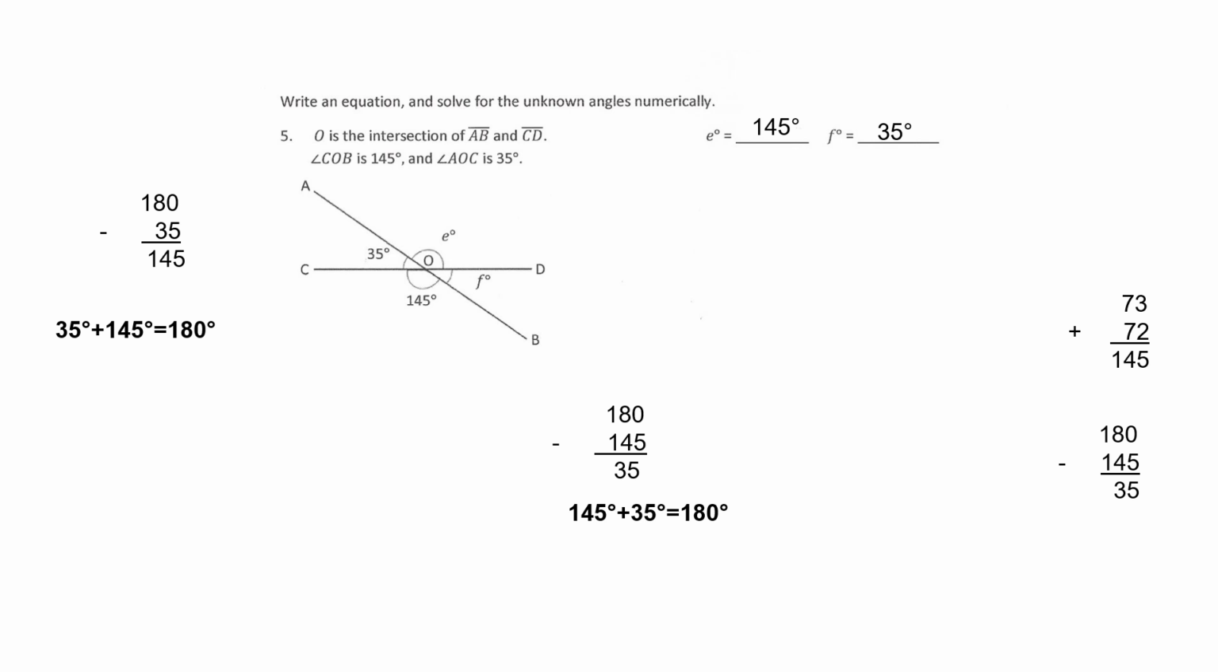COD is 180 degrees. So 180 minus 145 is 35, so that means that F is 35 degrees. And COD is 180 degrees, so it's 180 minus 35, which is 145 degrees. So E is 145 degrees. And what you can tell from this is that AOC is equivalent to DOB. They are the same angles, and these are the same angles. Make sense? Because I did 180 degrees, and then I added this to make 180 degrees.